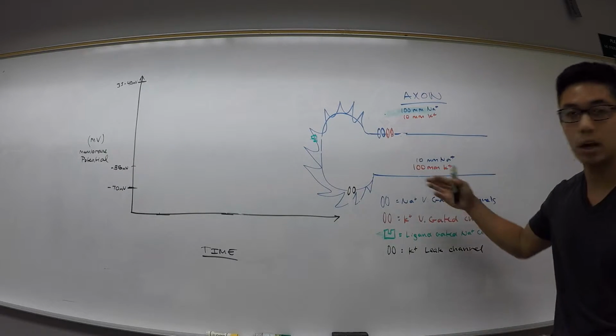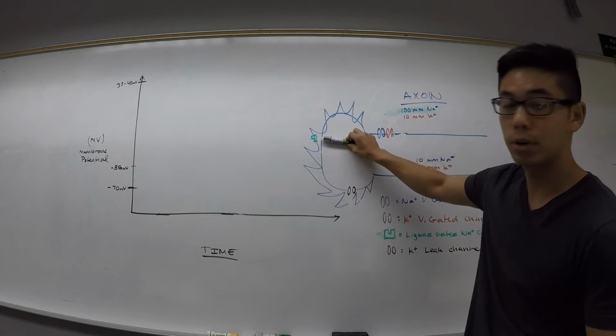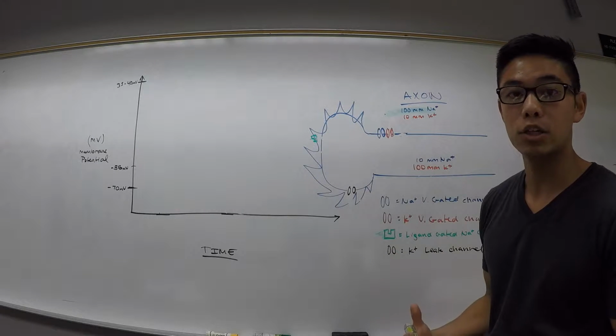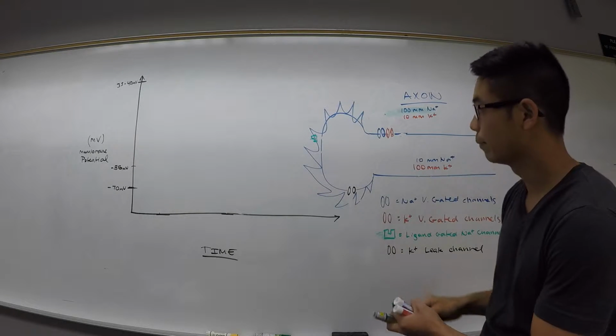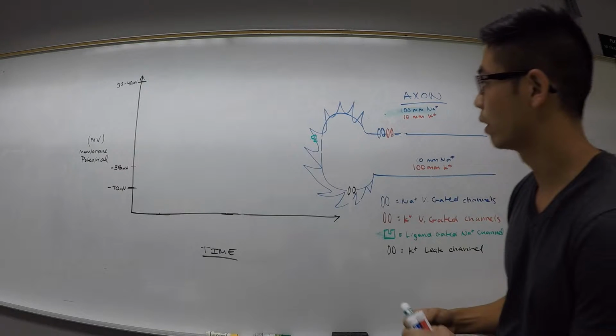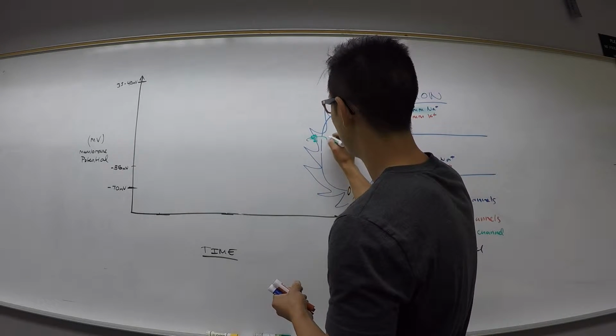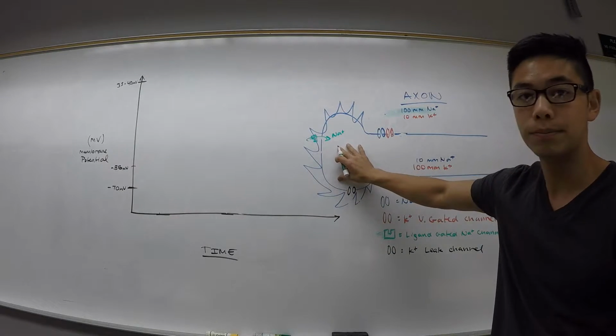So if we take a look at our axon over here, or our neuron, we remember that in our input regions, we're always going to have our ligand-gated channels. Our ligand-gated channel here is going to be in green, and what that's going to allow for is the influx of positive charge, or Na+. So Na+ is going to be coming into our input region.